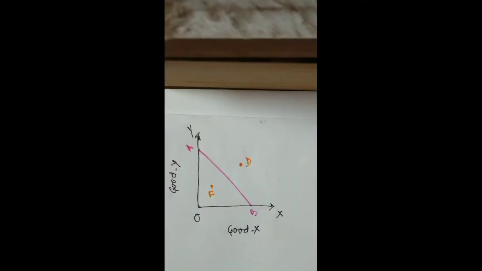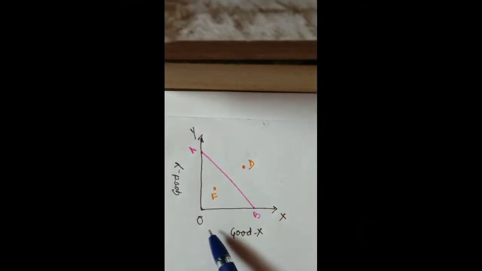And the second condition is the indifference curve should be convex to the origin. To explain these two conditions, we'll take the help of a diagram.